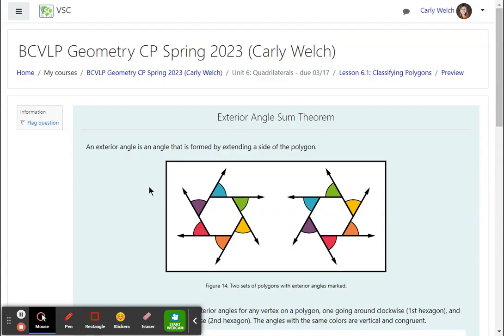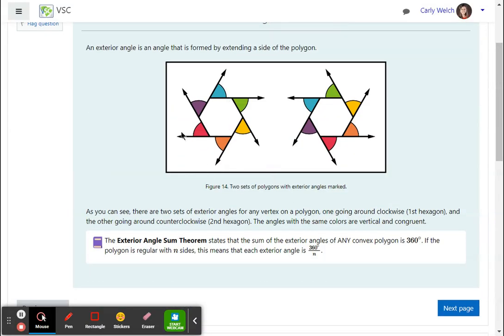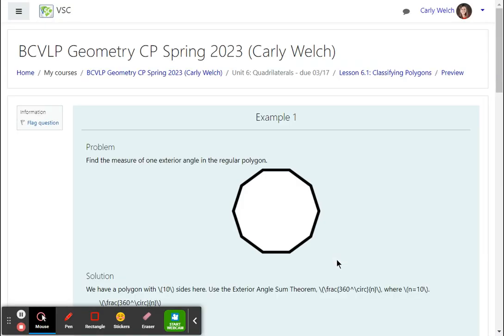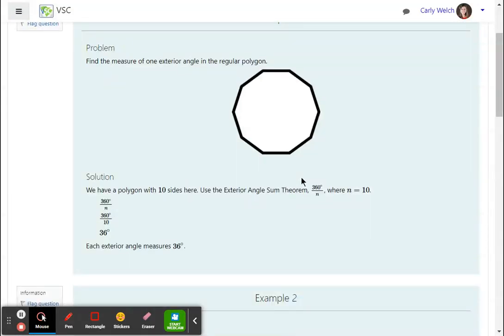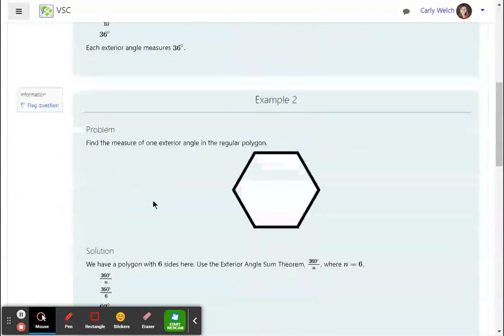All right, so then the exterior angle is an angle that is formed by extending a side of the polygon. The exterior angle sum theorem states that the sum of exterior angles of any convex polygon is 360 degrees. So the sum of all the exterior angles here is 360. To find the measure of one, you would again divide by the number of sides. So 360 divided by n, this has 10 sides, giving us each exterior angle measures 36.